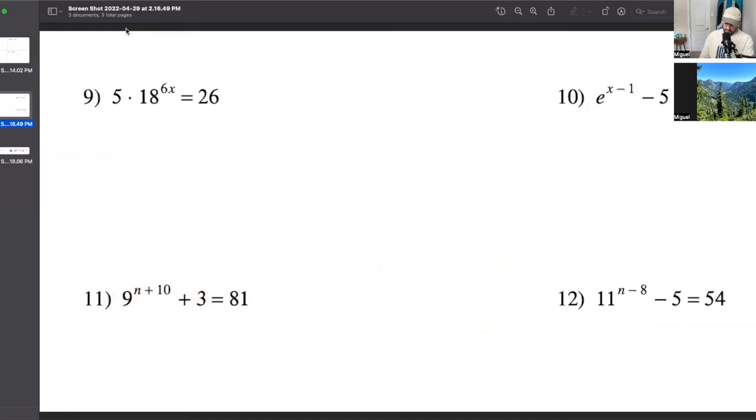All right, we have one last problem with number 12. So as I write this, I keep using my highlighter. Sorry about that. 11 to the n minus 8, minus 5 is equal to 54. Let's go ahead and add the 5 to the other side. That gives me 11 to the n minus 8 is equal to 59.